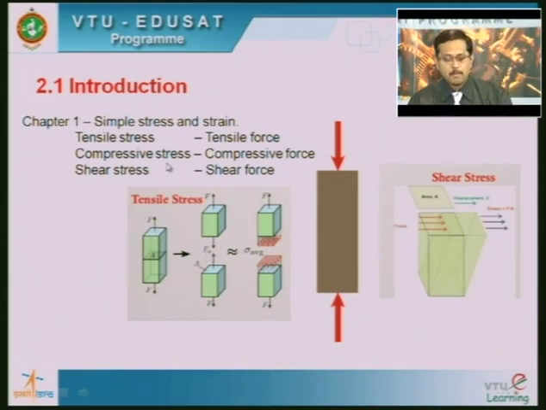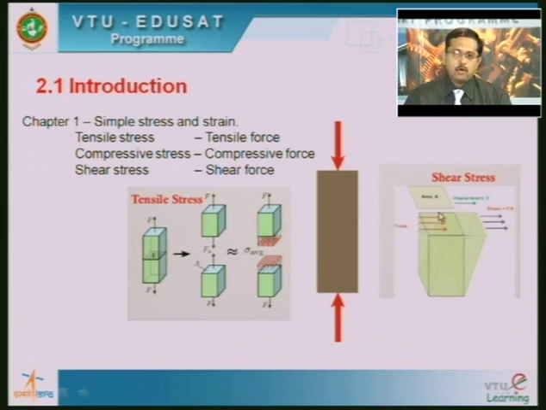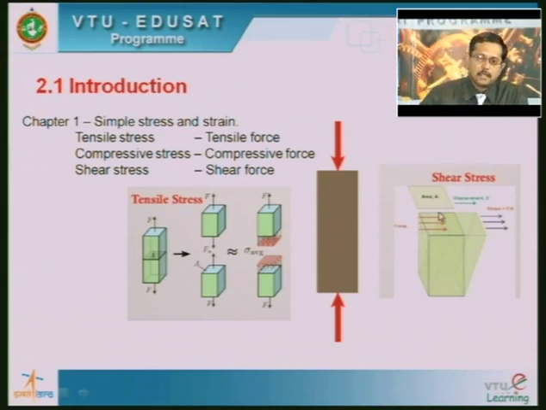Then you have also studied about compressive force, which causes compressive stress, as given in the second diagram, where again the stress developed is force divided by the area. Then you have also studied about shearing stress, which is because of the shear force, given in the third diagram, which is the shear force divided by the shear area. Now you have studied all this in the first chapter individually.